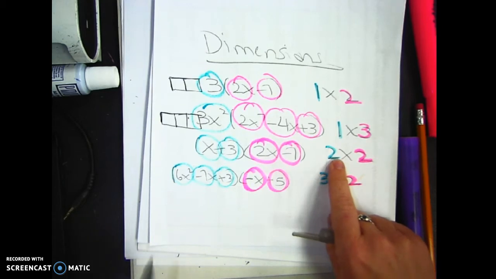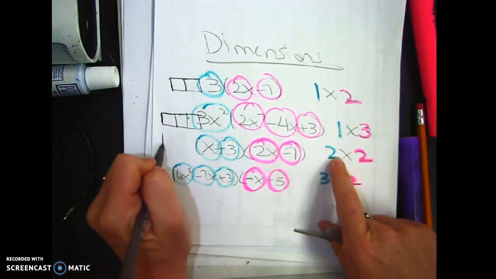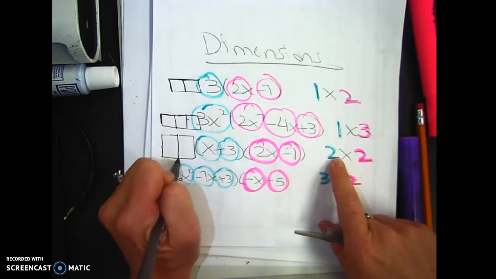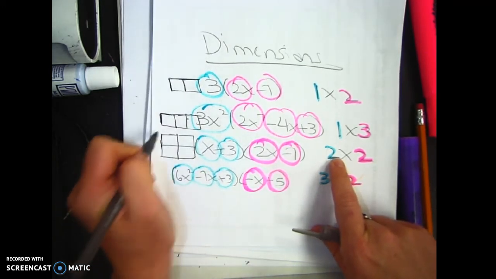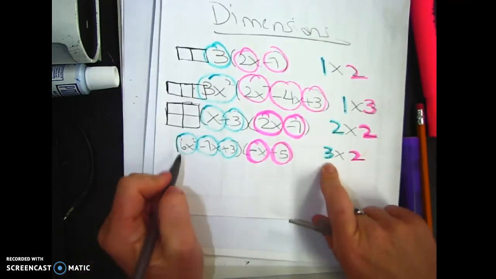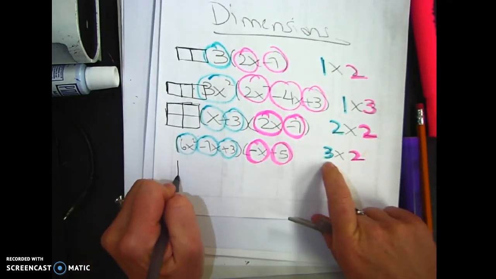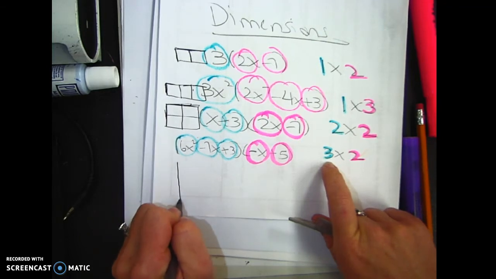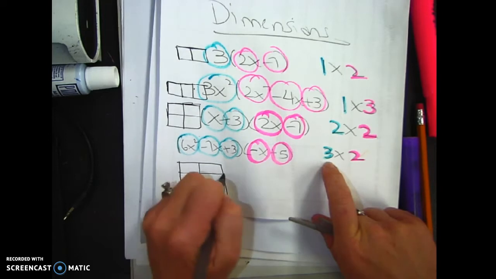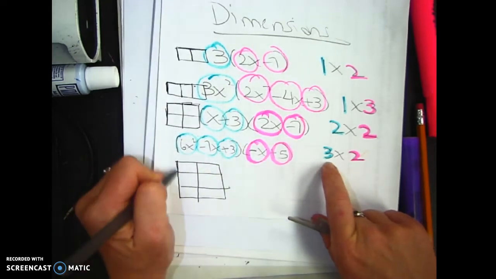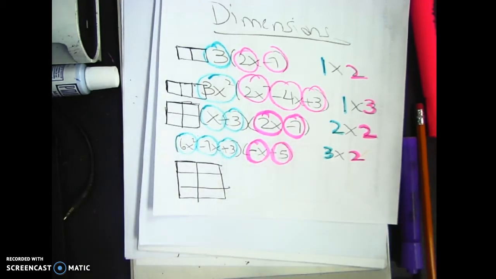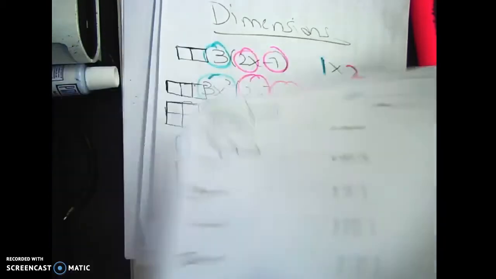The dimension of this would be a 2 by 2. So 2 down and 2 across, which if you see it makes a box. Then the next one, this is a 3 by 2. So you're going to go down 1, 2, 3, and across 1, 2. So it's 3 high, 1, 2, 3, and 2 across. Okay? So now let's go back to this one.